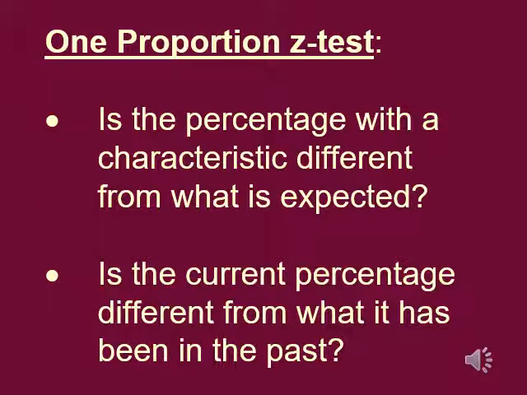There's 2 other tests that we're going to take a look at. The next one will be a real quick look because this is actually what you did in the last video. It's what's called a 1 proportion z-test, and when you do a 1 proportion z-test, what you're looking at is the percentage of something more or less than what you would expect it to be? Is the percent different from what you expect, or is it different from what it's been in the past?